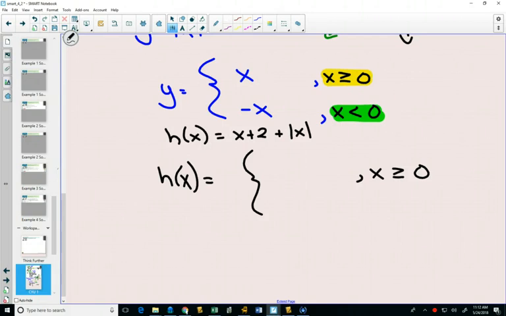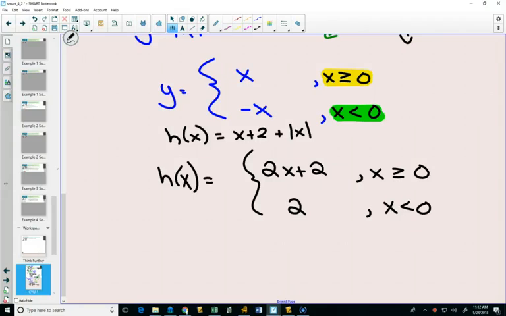When x is bigger than or equal to 0, the absolute value of x is equal to x. So if I did x plus 2 plus x, this equation would become 2x plus 2. When x is less than 0, the absolute value of x is negative x. That's my definition from my piecewise function here. And if I did x plus 2 plus a negative x, the x's would cancel and I would just get 2.